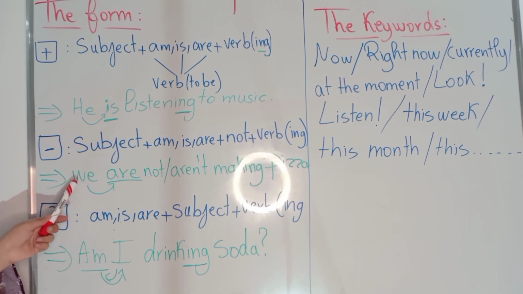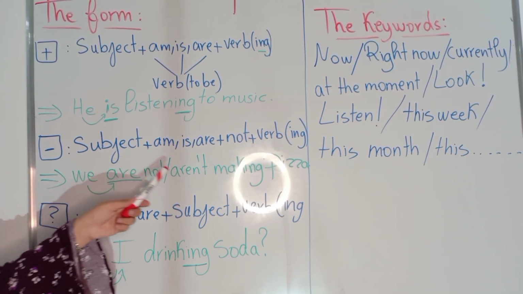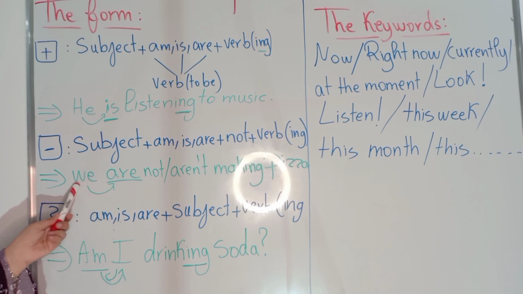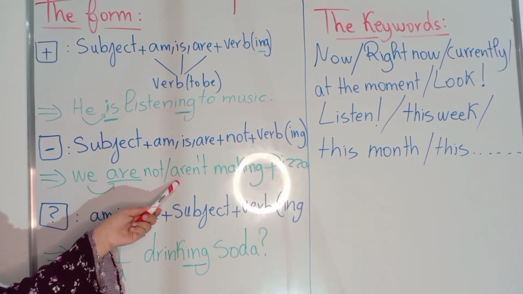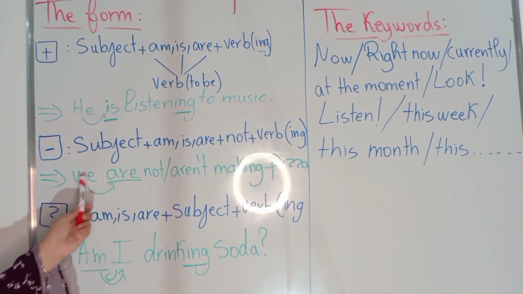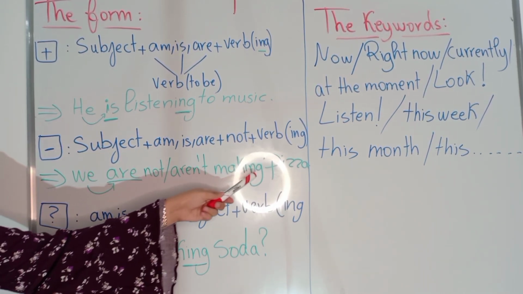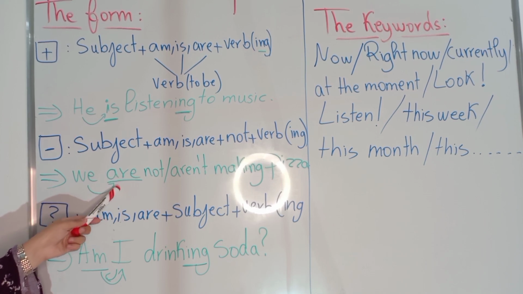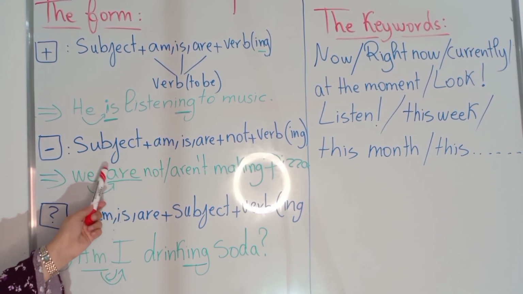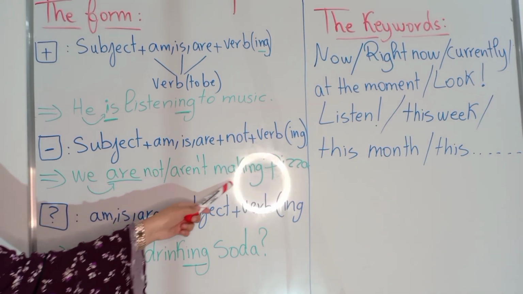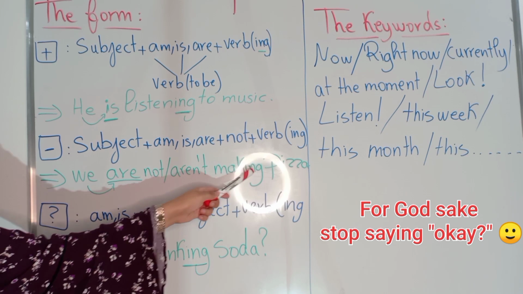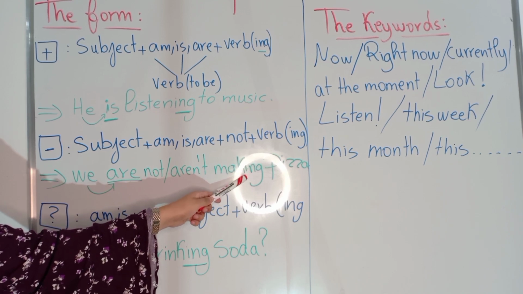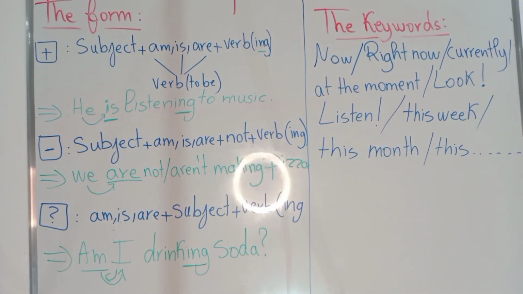Here we have an example. We are not, or you can say we aren't. This is the short form of this one. You can say we are not, or you can use the short form, which is aren't. We are not, or we aren't making pizza. Here we have the subject we, so we use are. This is the verb make. Okay, make. We add ing. Of course, we remove the e. We remove the letter e and then we add ing at the end.